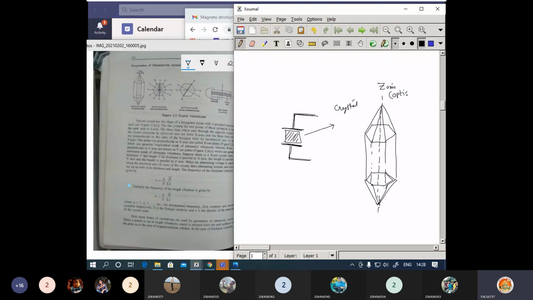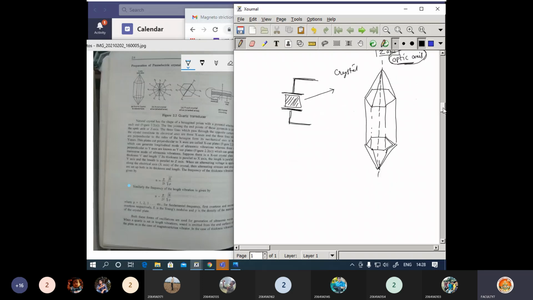The question I am going to give you: what is the meaning of optic axis? You need to find it and try to answer in the next class. So the z-axis is considered as the optic axis. The question is, what is the meaning of optic axis? Try to find and give the answer in the next class. Okay, now here this is the z-axis.